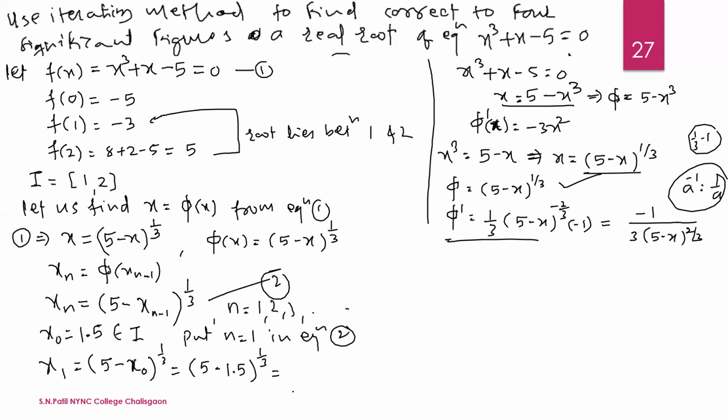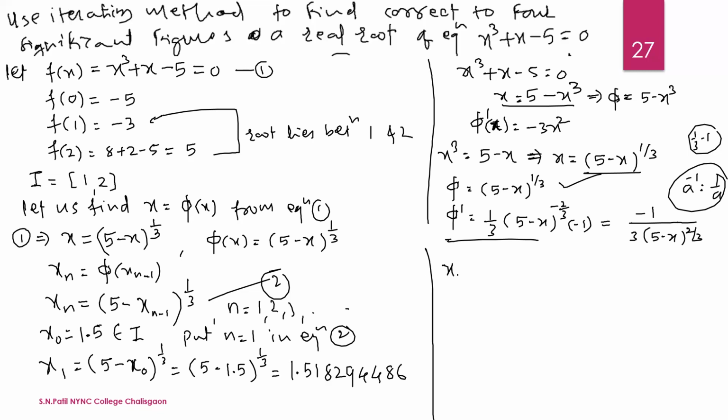X is 1.5. We get 1.5182944486. Okay, this is the first approximate value. Now next, put n is equal to 2 here in equation 2.